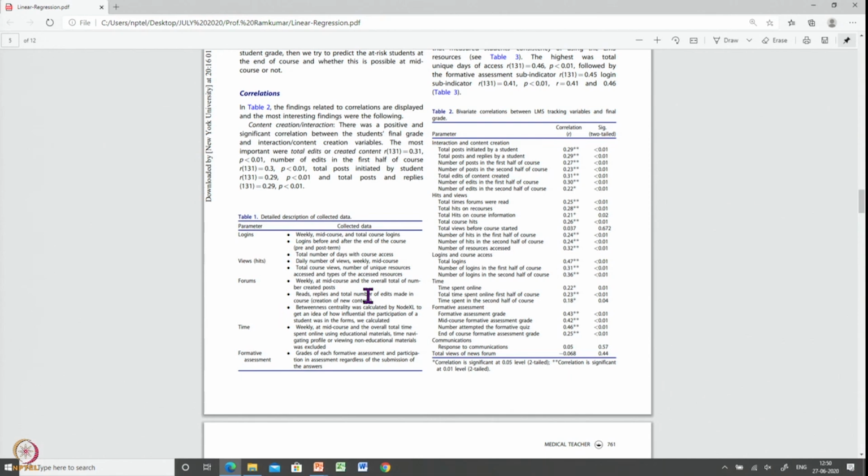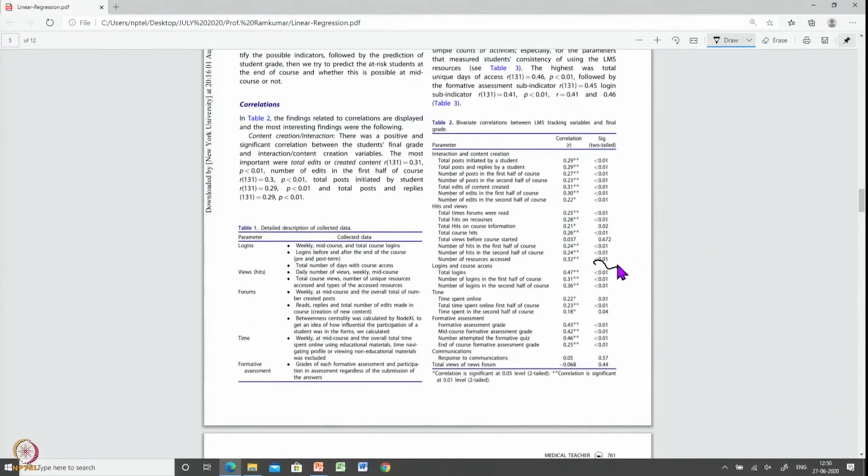The data they collected is login data: weekly, mid-course, and total course logins. How many times he logs in a week, how many times he logged in before the mid sem, how many times in total, and login before and after the end of the course exam, like whether the student really wanted to understand it after the end sem.